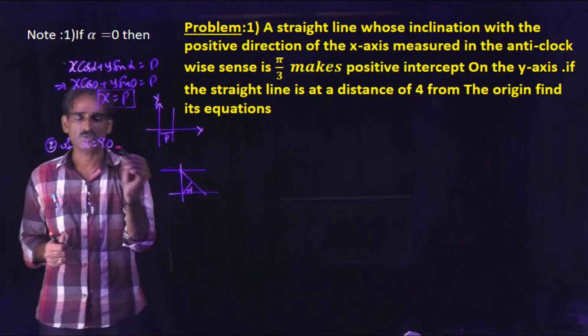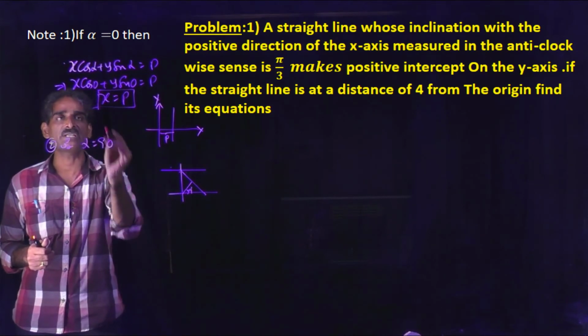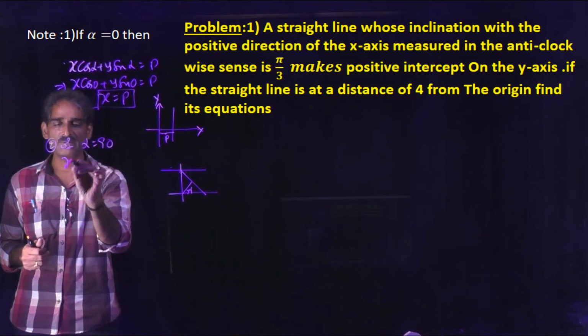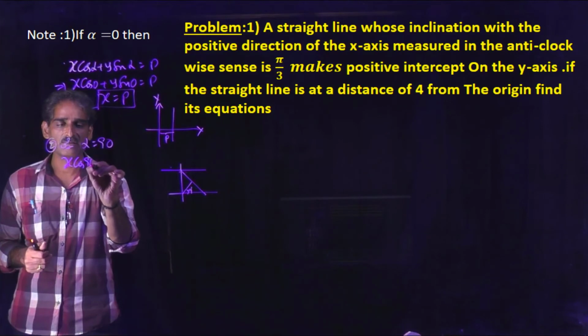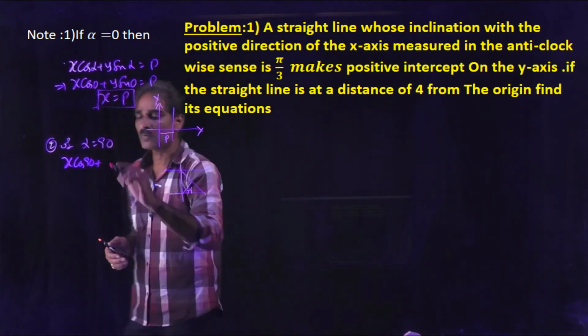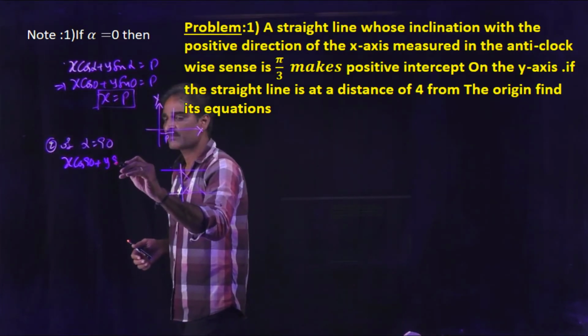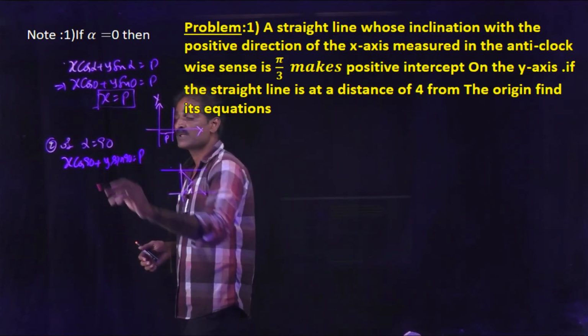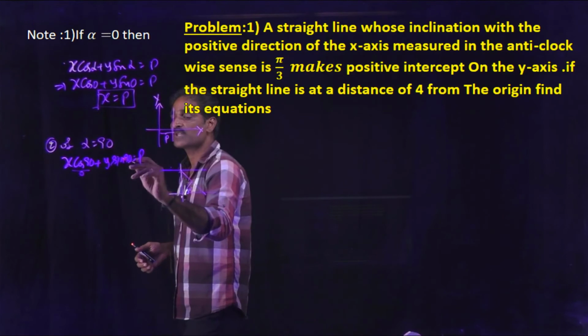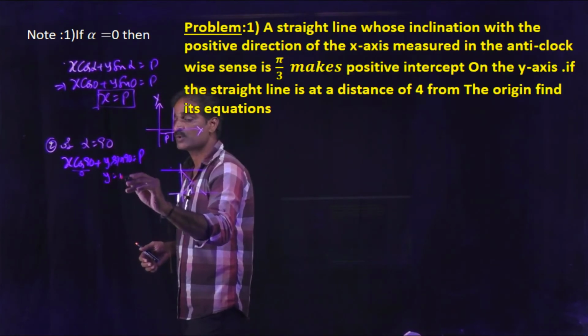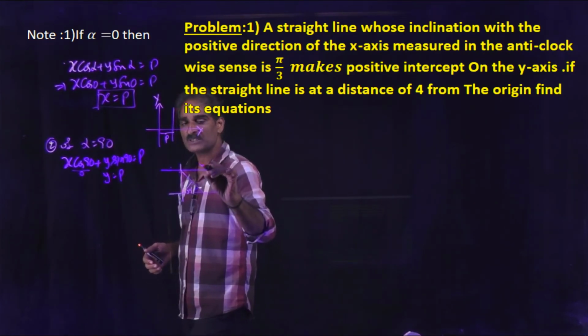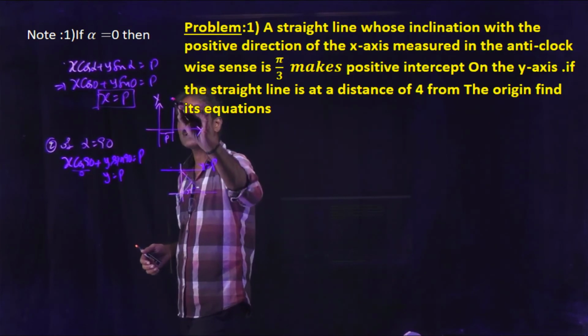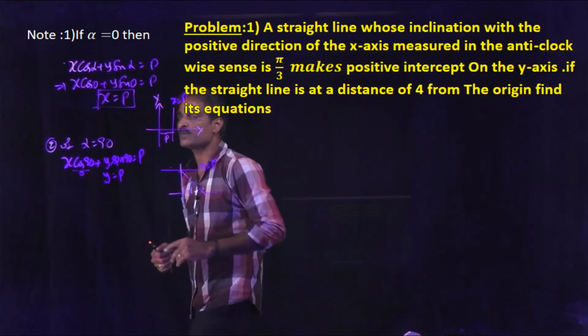Understand? So here just simply substitute alpha equal to 90 in the normal form. What will happen? x cos 90 plus y sin 90 is equal to p. Cos 90 is equal to 0, sin 90 is 1, so y is equal to p. So it represents y equal to p.